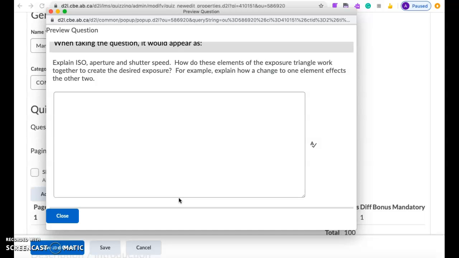For instance, if your ISO is at 100, you are not having an incredibly sensitive sensor to light, obviously, because you would most likely be outside. But say you're inside with an ISO of 100, then you need to either open up your aperture or slow down your shutter speed so that your camera sensor is still becoming more sensitive to light.